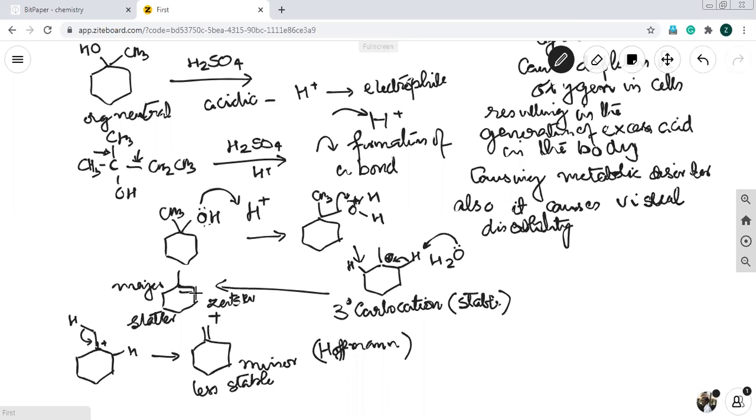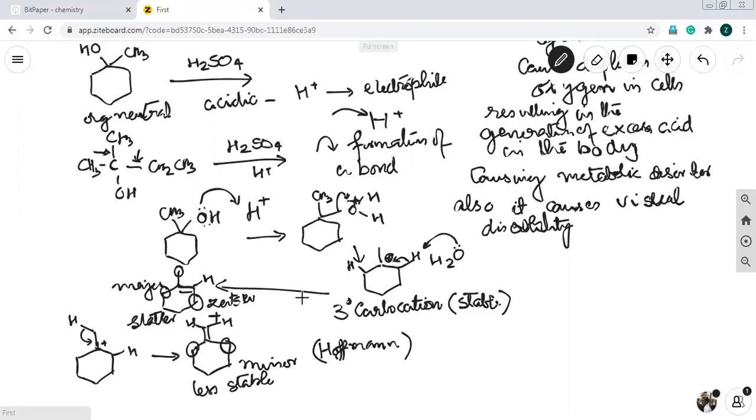What is the meaning of more substituted? See here, this is one alkyl group, this is a second alkyl group, this is a third alkyl group, and here is H. So you have three alkyl groups across the double bond. But here, you have only two alkyl groups. Both the other things are hydrogen. So when you have more alkyl groups, it is more stable. So this is what is meant by a dehydration reaction.